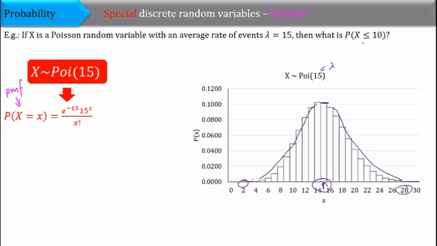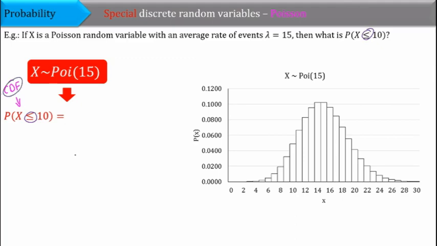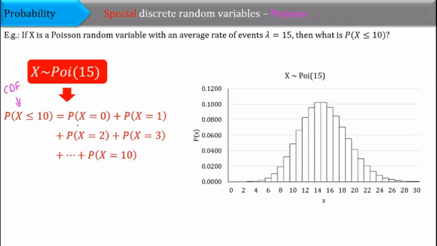Now in this case, we're interested in x being less than or equal to 10. In other words, x being at most 10. So if x is at most 10, it means it can be less than or equal to 10 as well. Because we're looking at less than or equal to, we're not working with a PMF now. We're working with a CDF, because the CDF is cumulative, and that's what we want.